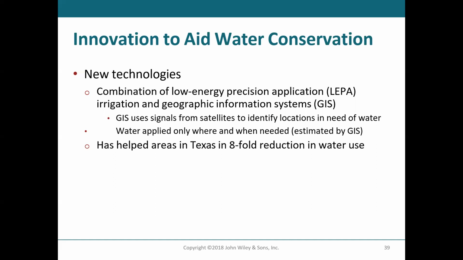GIS uses signals from satellites to identify locations where irrigation is needed. So areas that have high drought, or where they're noticing a lot of yellowing or dying plants that may need it. It's been so successful that in Texas, it's actually helped decrease water use by 8-fold. So that's pretty massive.